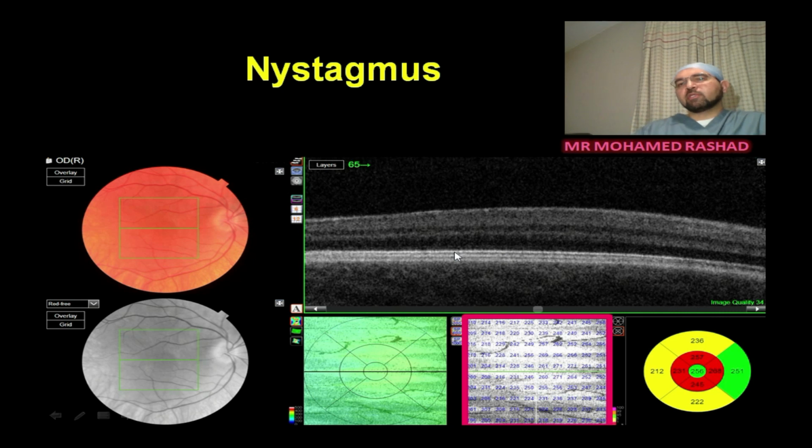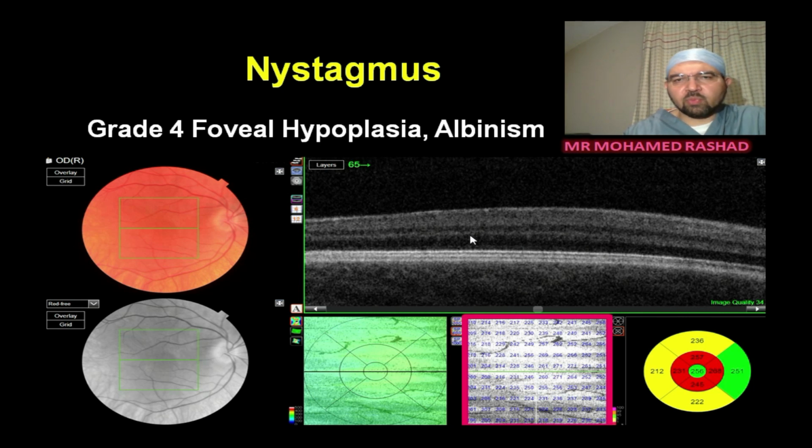So first, there is no extrusion of the plexiform layers, and there is no foveal pit, and there is no lengthening of the photoreceptors here, and there is no widening of the outer nuclear layer. So this is grade 4 hypoplasia, and this is a case of albinism.